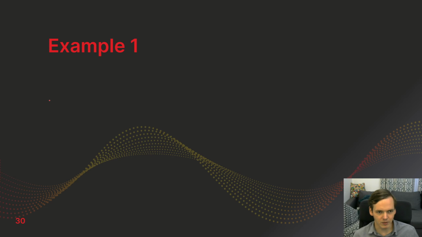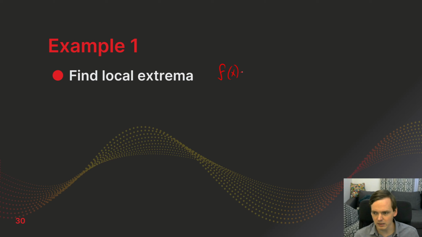So let's look at an example of this. Find the local extrema for the function f of x equals x to the fifth minus 5x cubed. What we need to do first is find our critical points, which we get by finding when the derivative is equal to 0. The derivative f prime of x is 5x to the fourth minus 3x squared. Set that equal to 0, we can factor out an x squared, and then we're left with 5x squared minus 3.